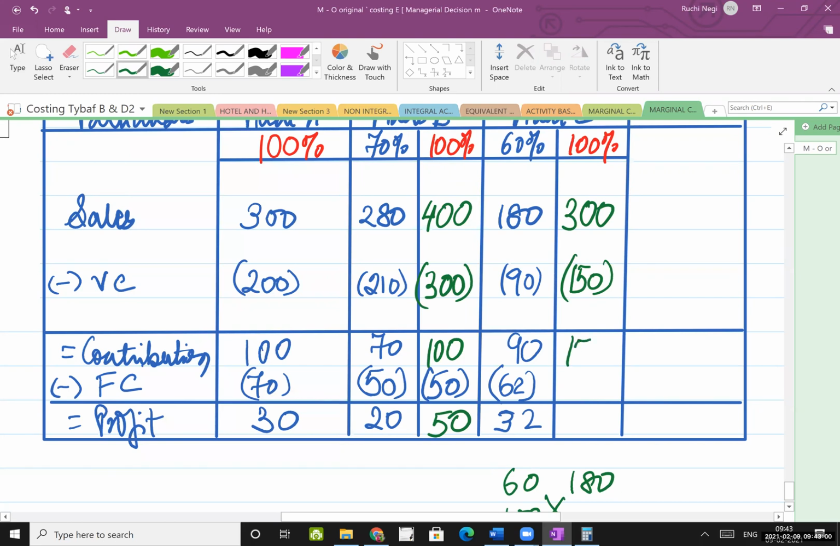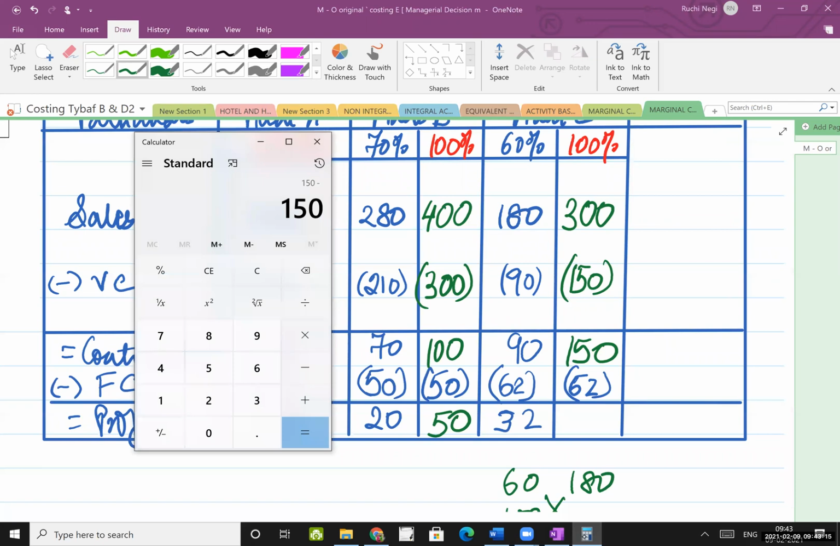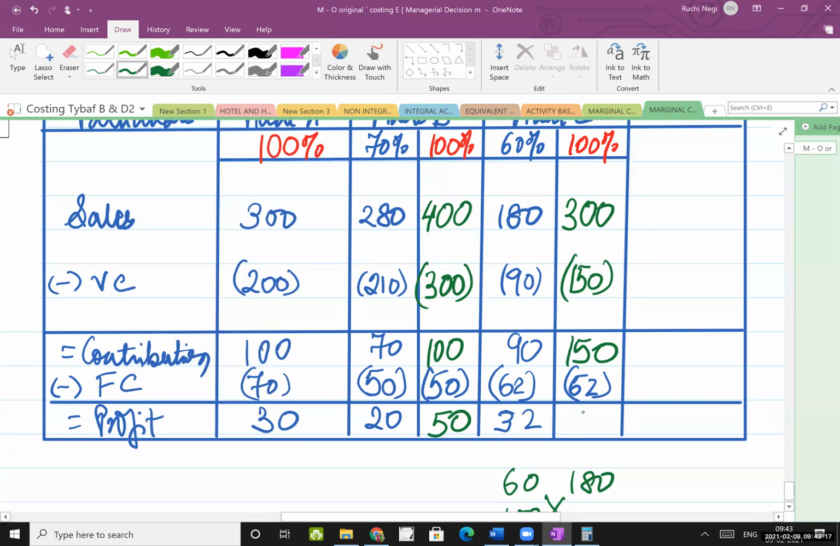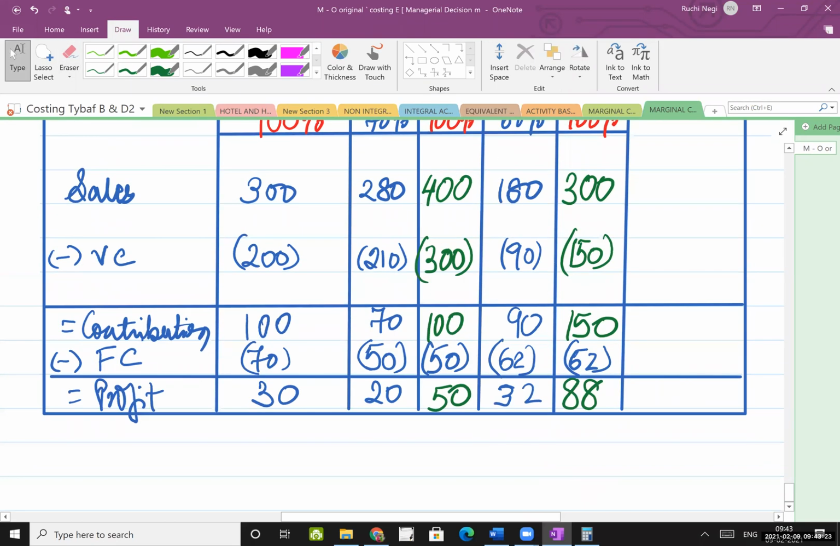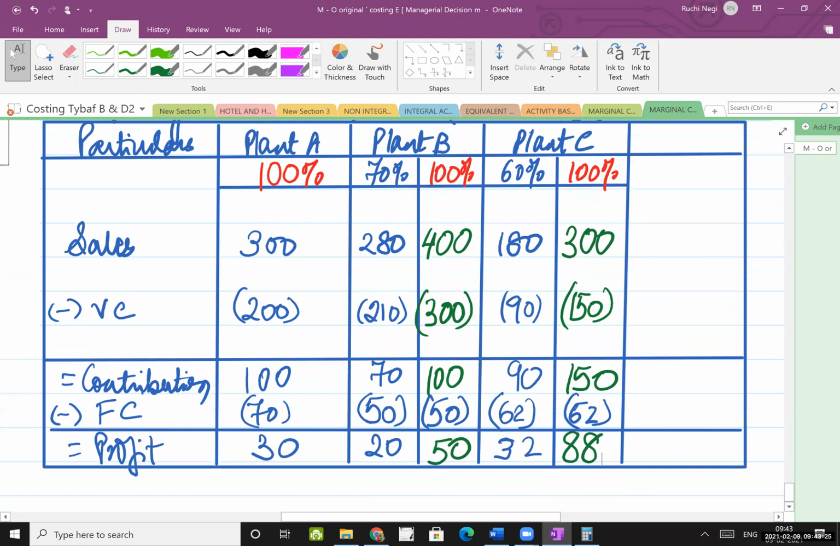Okay. Fixed cost will remain same whether you are working at 60% or 100% capacity. 62. So 150 minus 62 is 88. Right? Now merge plant.